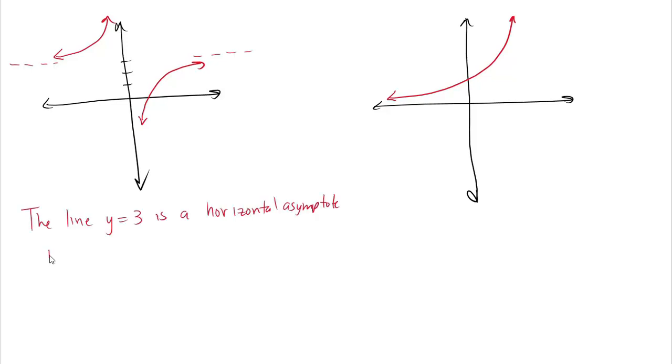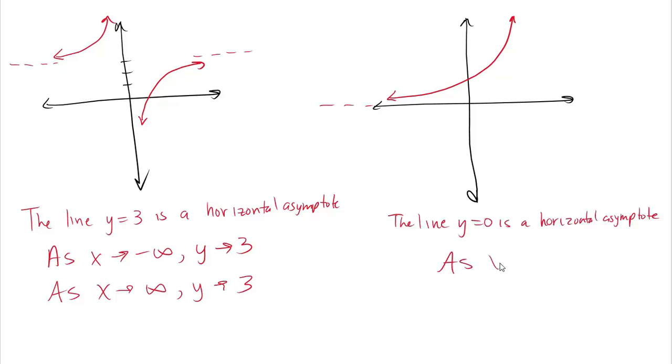Using our arrow notation, we would say as x goes to -infinity, y goes to 3, and as x goes to infinity, y goes to 3. In the second example, that only happens on one side. It levels off right at the x-axis. The x-axis is the line y equals 0. The end behavior here is as x goes to -infinity, y goes to 0, and that's why y equals 0 is a horizontal asymptote.